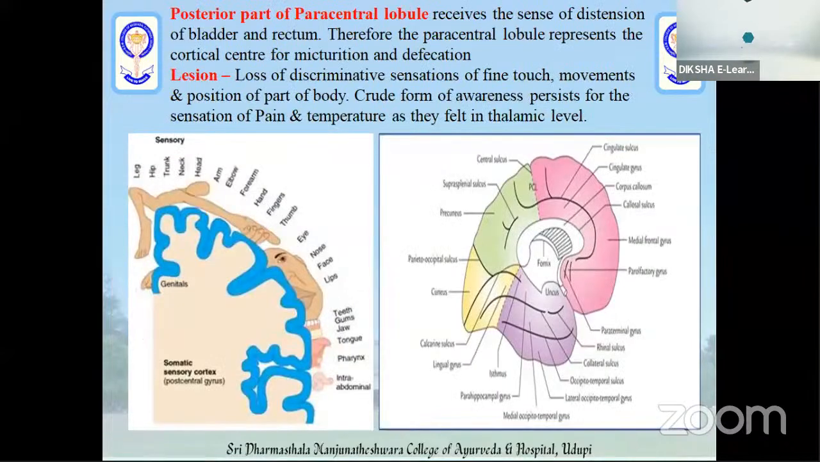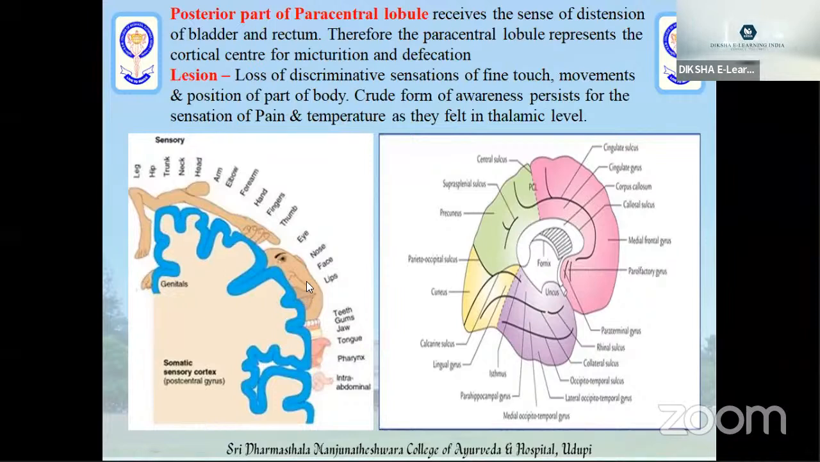Not only that, the posterior part of the paracentral lobule receives the sense of distension of the bladder and rectum. You can see here, in this area mainly, it will receive the sense of distension of the bladder and rectum. The body parts are represented in this way: the lower limb is located in the medial surface, while the hand and upper limb are located in the superior lateral surface, and the face also in the superior lateral surface. The body is represented like this in the postcentral gyrus.